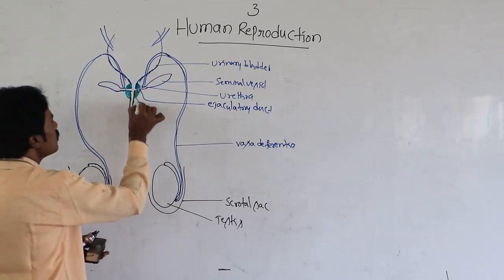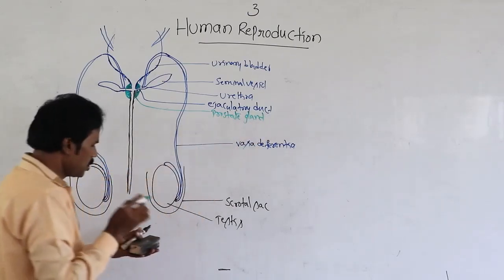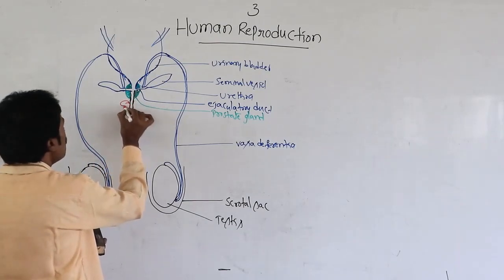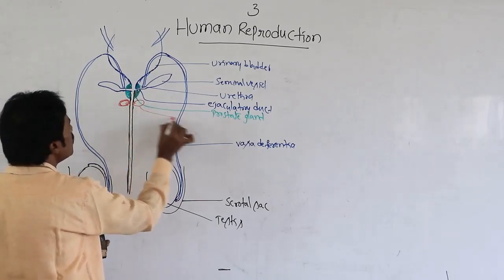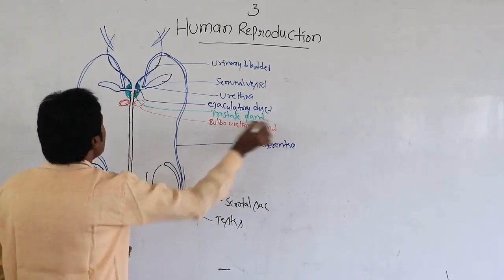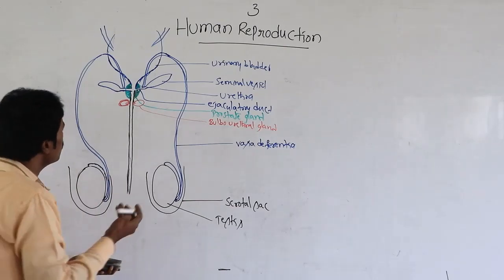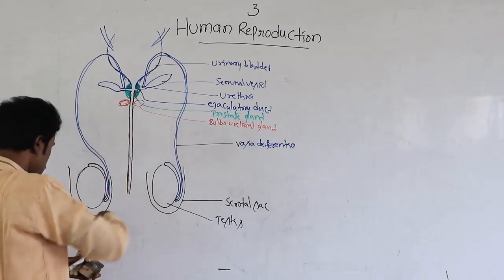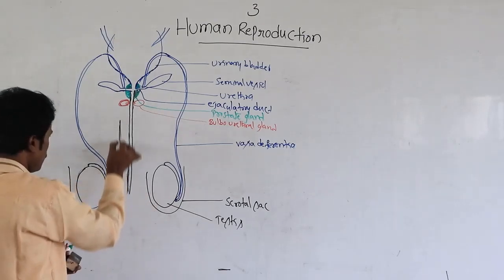This is regarded as the prostate gland. Below the prostate gland, one pair of bulbourethral glands are present. The red color represents the bulbourethral gland. Then this is the penile urethra. It is related to the penile cord. This is the penile cord.